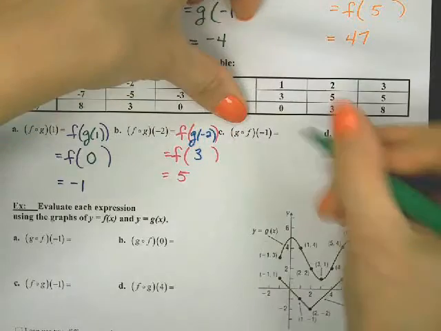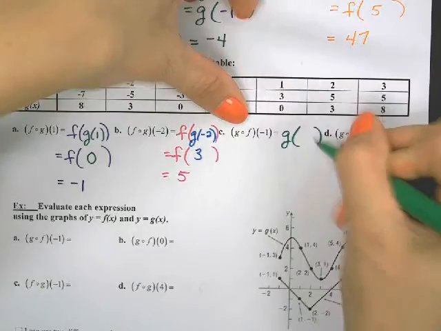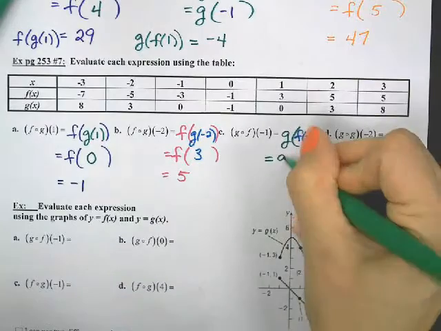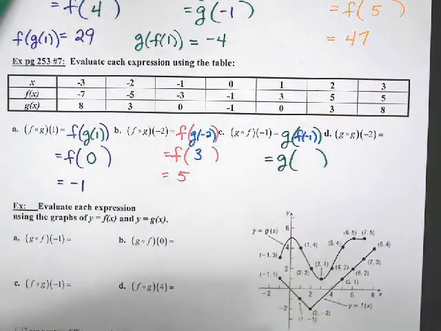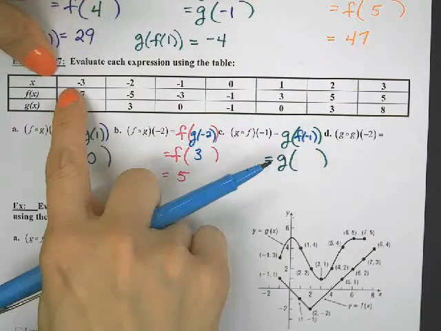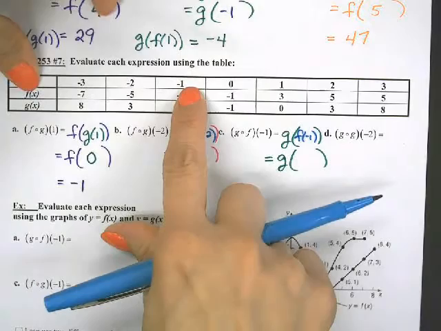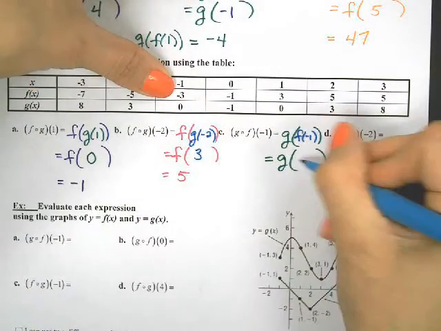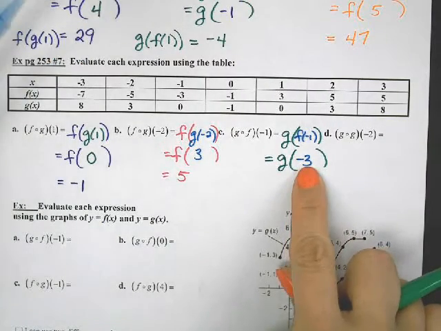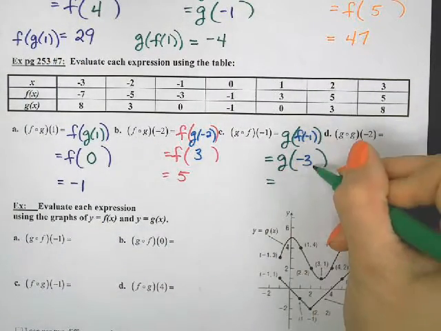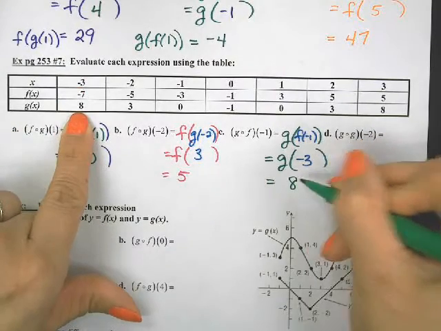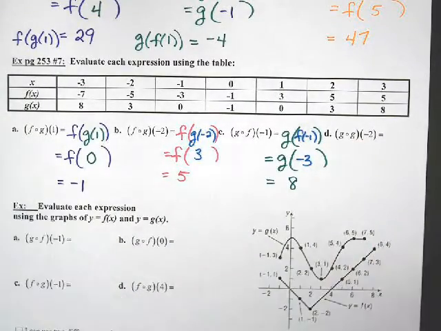All right, let's try C. g of f of negative 1. Okay, so write the g function because we'll do the inside one first. What's negative 1 into the f function? The top row has your inputs. Negative 1 into f says negative 3. Now we're not done because that answer becomes the input into the g function. So if negative 3 goes into g, the answer is 8. Starting to get the hang of this?